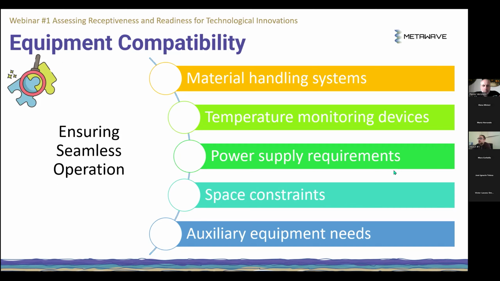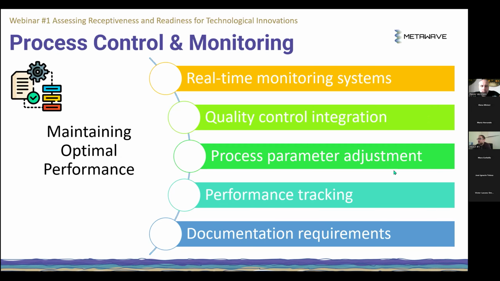About the equipment compatibility, the issue here is to ensure the seamless operation between the power supply systems, the material handling systems, and the temperature monitoring ones, if there are space constraints regarding the new equipment being used, and if there is also the need for an auxiliary equipment that should be purchased or obtained within the factory or the workspace.